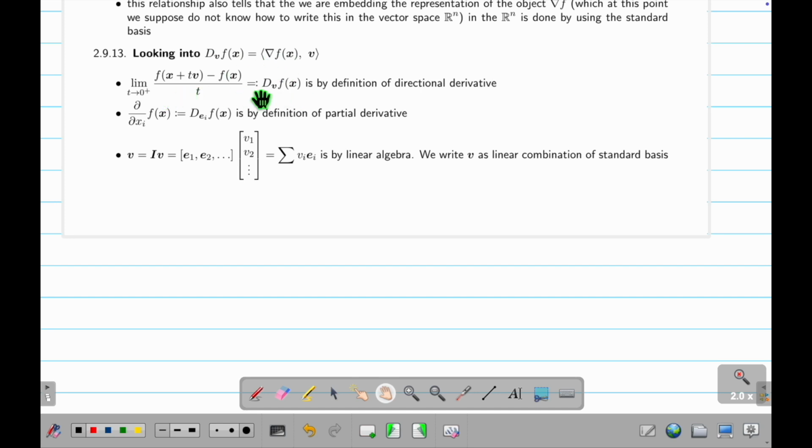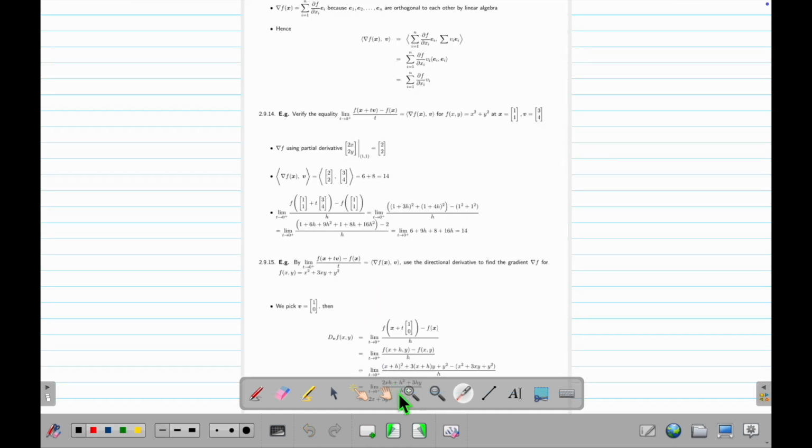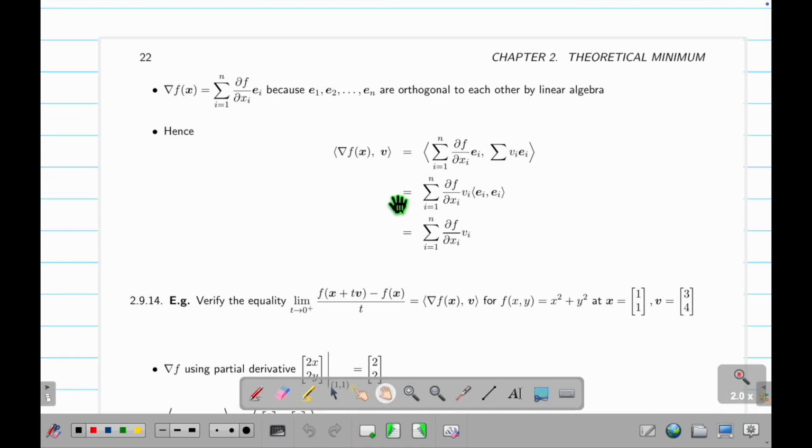So first, this is the definition of the directional derivative. D_v f(x) is this. And then by the definition of partial derivative, each of the x_i partial derivatives is just the directional derivative with e_i. Now I'm going to go to linear algebra. What is v? v is I v. What is I? I is a bunch of e's. What is v? v is v1, v2, v3, v4. So I can say v is this, right? This is basically saying v is a linear combination of standard bases.